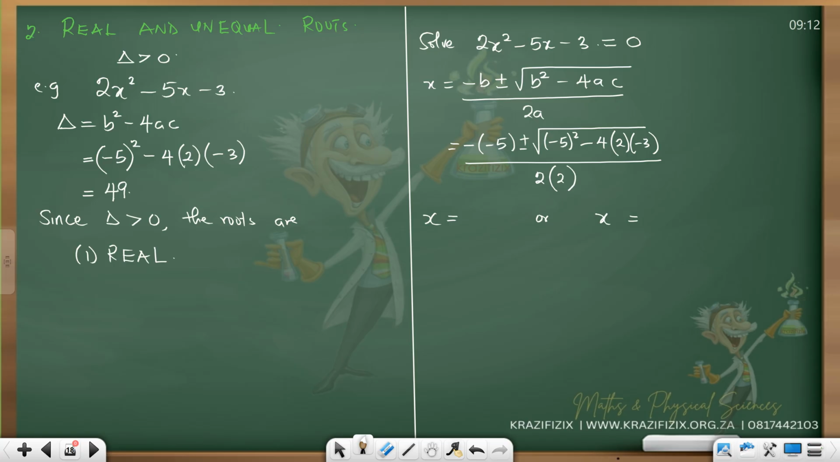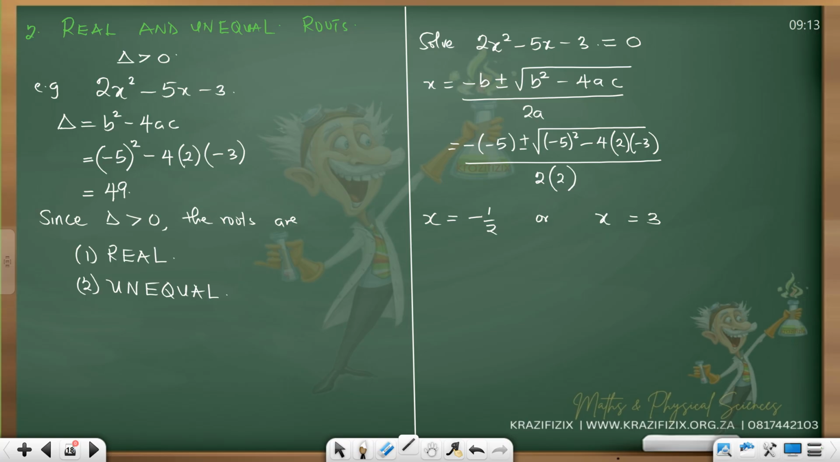All right, so we have negative half. All right, what do you notice? Do you notice our answers are not the same? Hence, we mean they are real. And number two, they are unequal. They are real. Yes, my answers exist. They are real. But they are unequal.